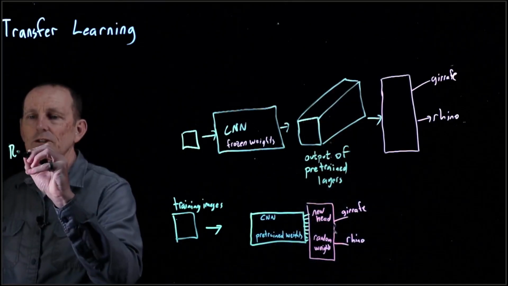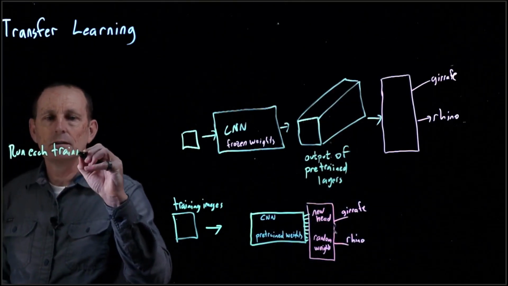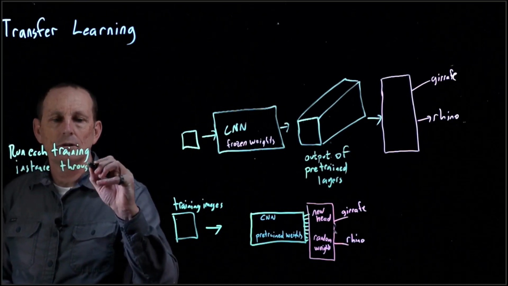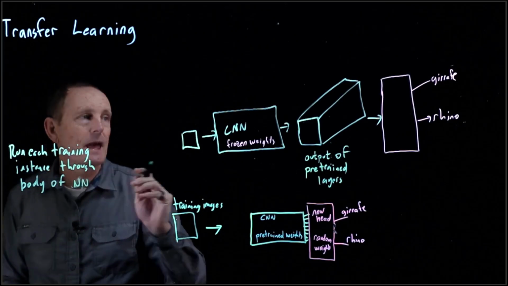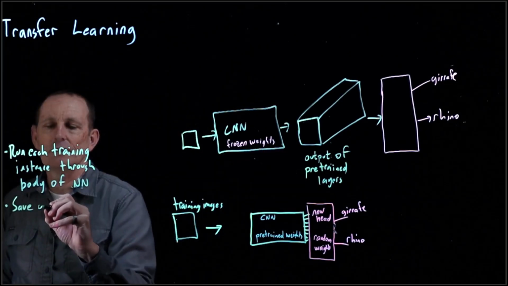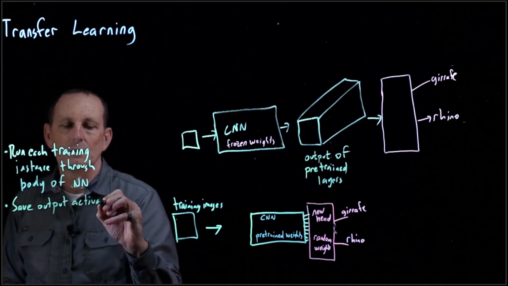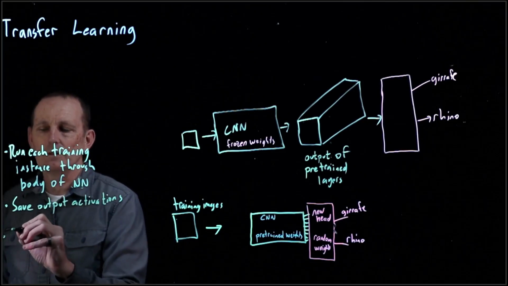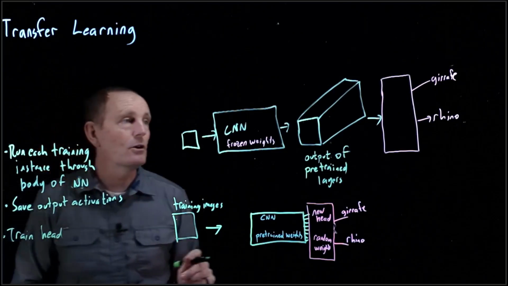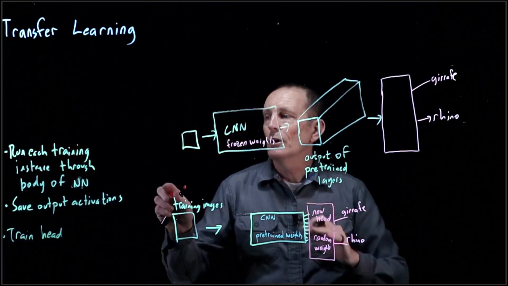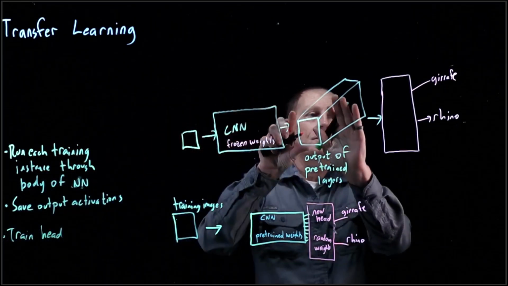So what we can do is run each training instance through the body of our neural network. That is, through here. Save the output activations. And then what we can do is go ahead and train the head and the head only. So we're going to go through one time and create all these tensors.